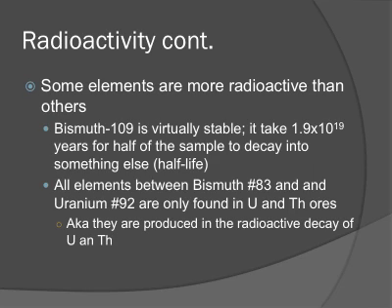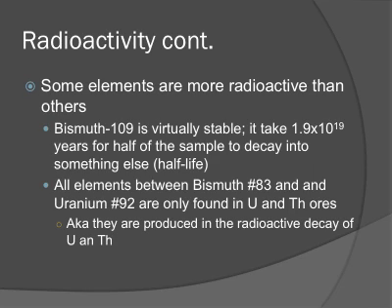All elements between number 83 and number 92 are byproducts of uranium and thorium. Does everyone know what a byproduct is? What's a byproduct? Okay, a byproduct is something that is produced through a reaction.